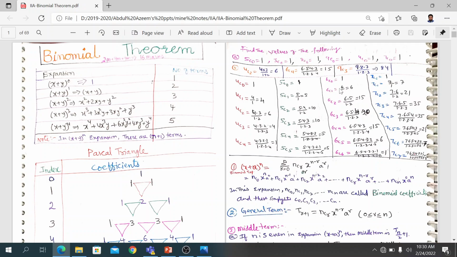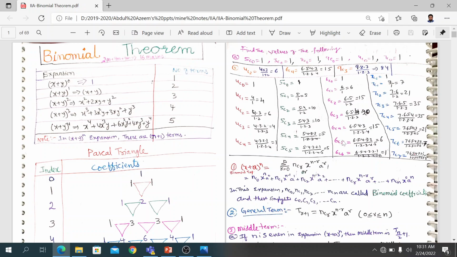Okay, for example, let us understand this. 6C0 is 1. 6C1 means 6 by 1, which is 6. 6C2: 6 into 5 by 1 into 2. So 6 5 is 30, 30 by 2 is 15. 6C3, so 3 terms before, so 6 5 4 by 3 means 1 2 3. 3 2s are 6, 3 2s are 6 cancel, 5 4s are 20. 6C4 means 4 terms before 6, so 6 5 4 3 by 4 means 1 2 3 4. 4 4 cancel, 3 3 cancel, 6 5 is 30, 30 by 2 is 15.